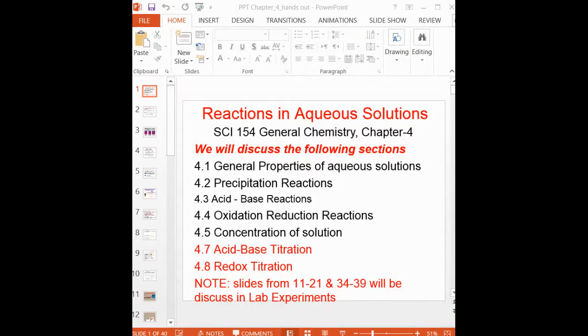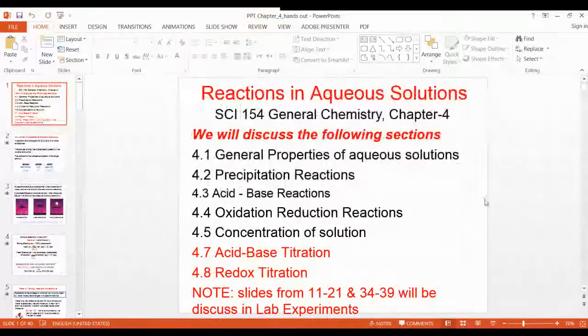Inshallah, today I will start chapter 4, that is reactions in aqueous solution. Alright, so there are many chapters here. Some chapters I will discuss when we do the titration or redox titration. This I put in some red color, and note this I already put here: 11 to 21 and 34 to 39 will be discussed in lab experiments.